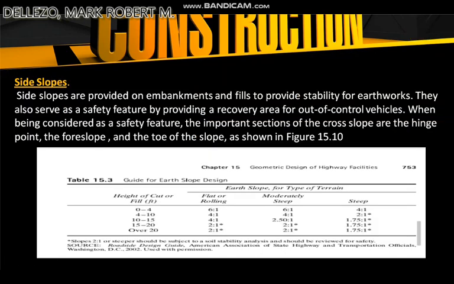side slopes. Side slopes are provided on embankment and fill to provide stability for earthworks. They also serve as a safety feature by providing a recovery area for out-of-control vehicles. When being considered as a safety feature, the important sections of the cross slope are the hinge point and the foreslope and the toe of the slope, as shown in figure 15.10.